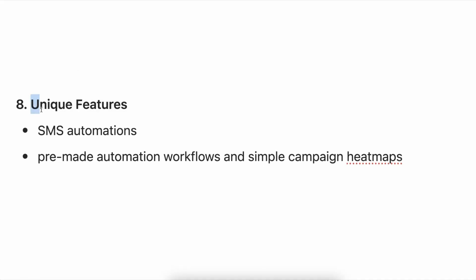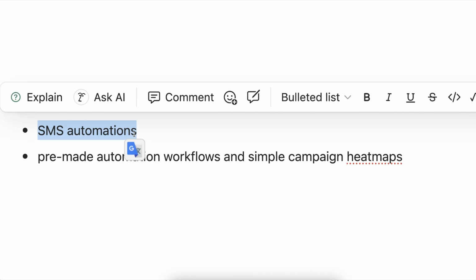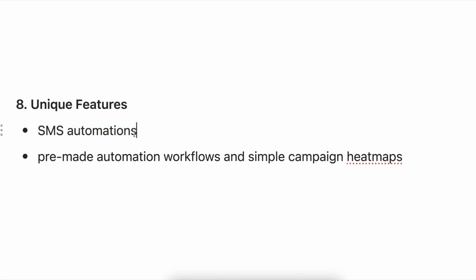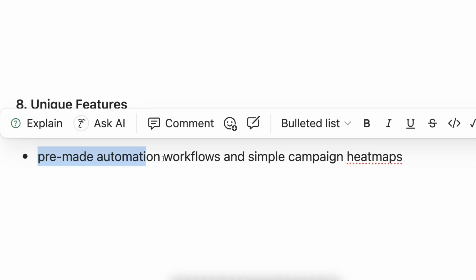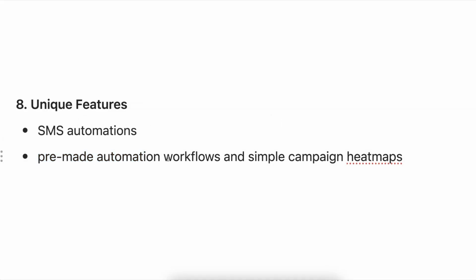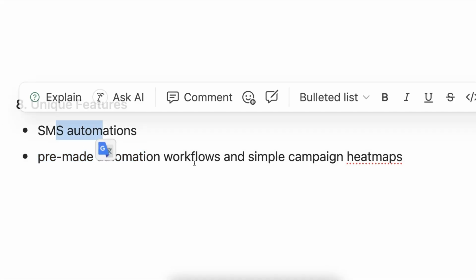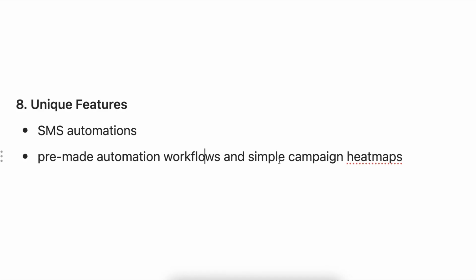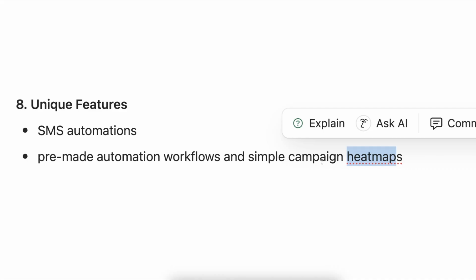A couple of unique features is SMS automation. So aside from email, you also have SMS, so you can actually do omni-channel marketing. And it has a bunch of, as I showed before, pre-made automation workflows that you can use. This includes SMS as well, so you can use both together, SMS and email marketing. And it also has heat maps when it comes to emails, so you can see what people are engaging with the most.